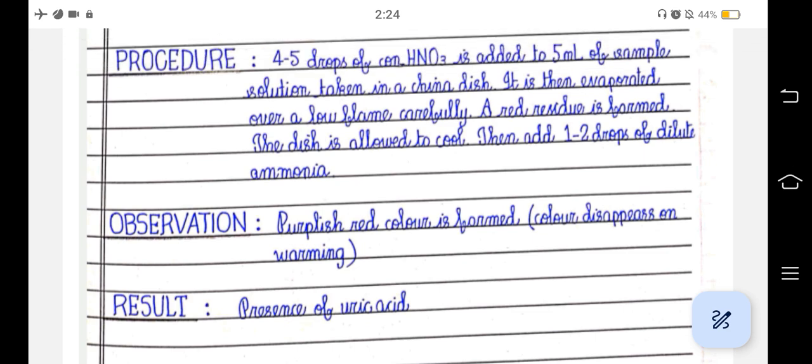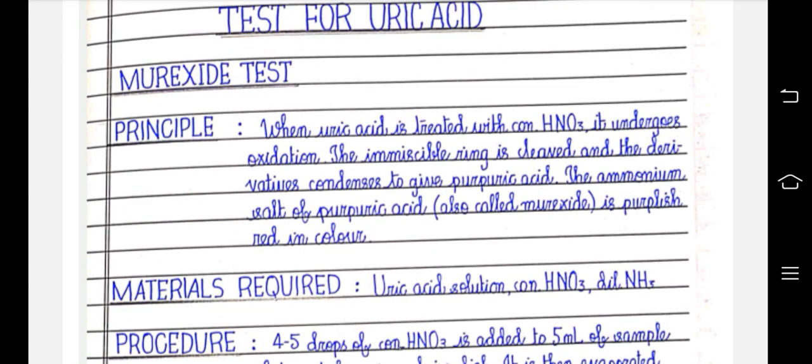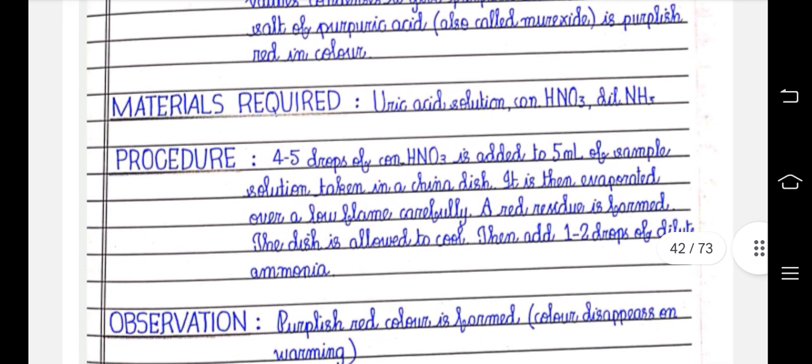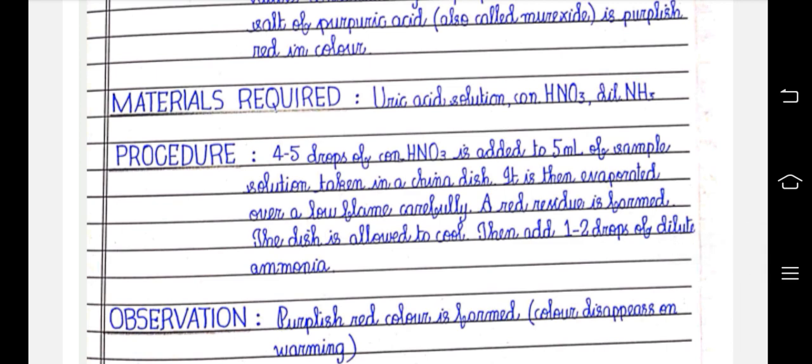Presence of uric acid. Murexide test once again. Materials required: uric acid solution, concentrated nitric acid, and dilute NH3.